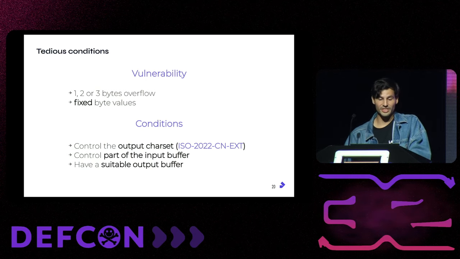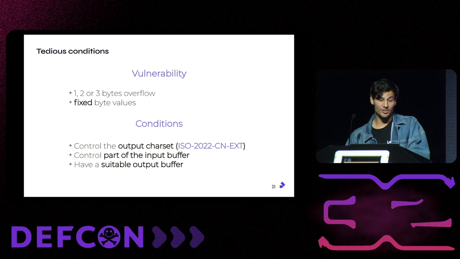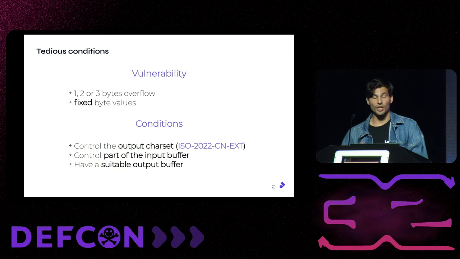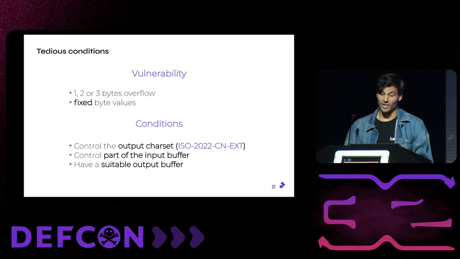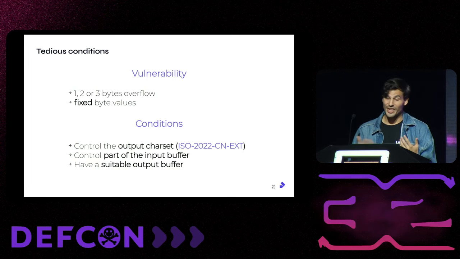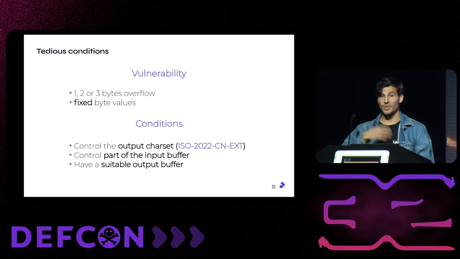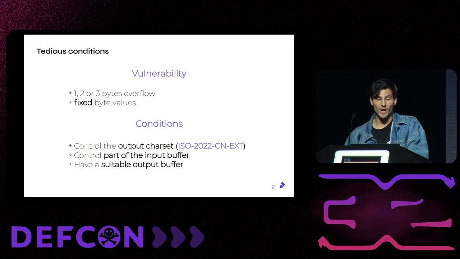In addition to this, you need to control part of the input buffer so that you can put in the Chinese characters. And a third condition is that you need to have a suitable output buffer. If the output buffer is too big compared to the input buffer, even though you may have an overflow in theory, you're not going to be able to reach the end of the bounds of the output buffer before you trigger your escape sequence, and therefore you will not overflow.